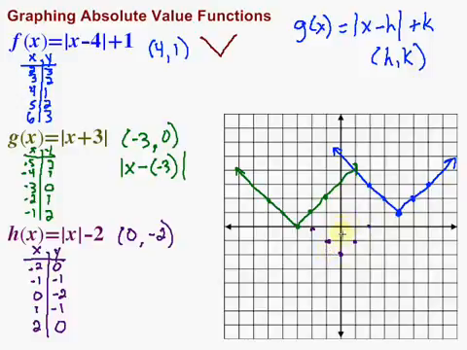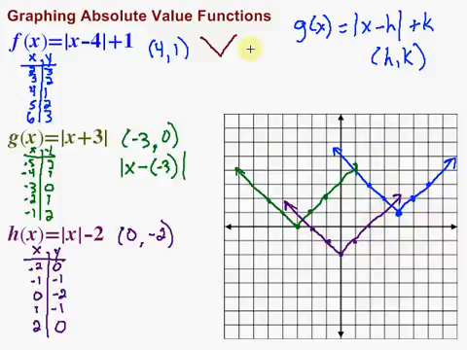So negative 2, 0, sure enough, negative 1, yep. 0, negative 2, we put that in before. 1, negative 1, and 2, 0. Sure enough, those points work out. So there we go. Sketch our graph like so.